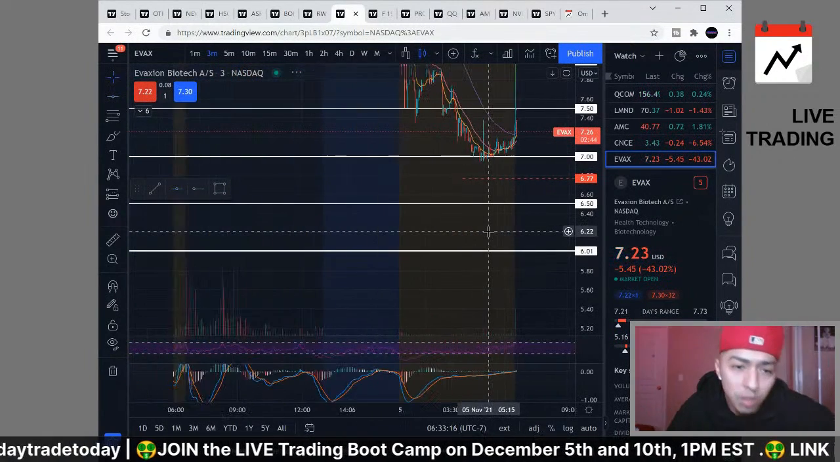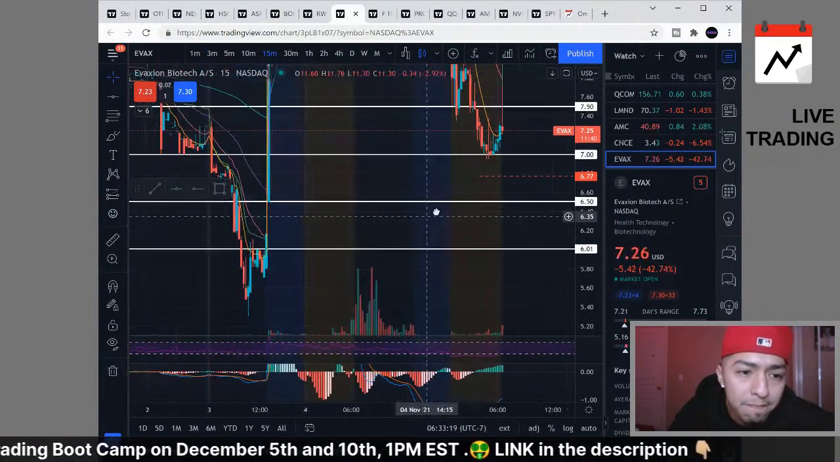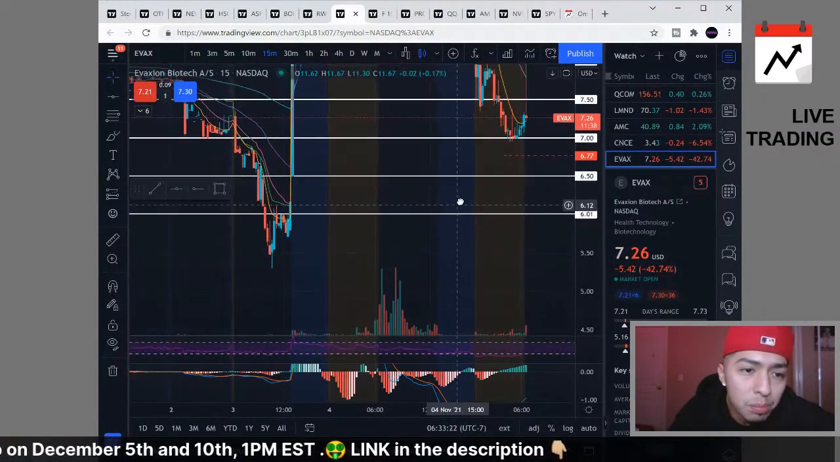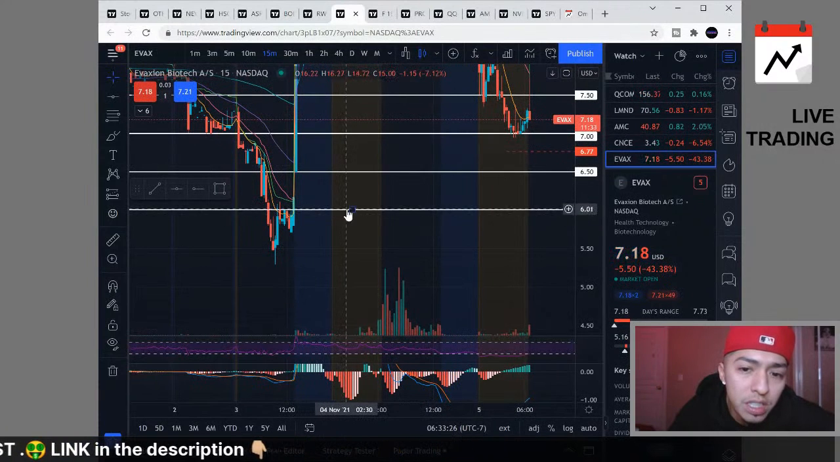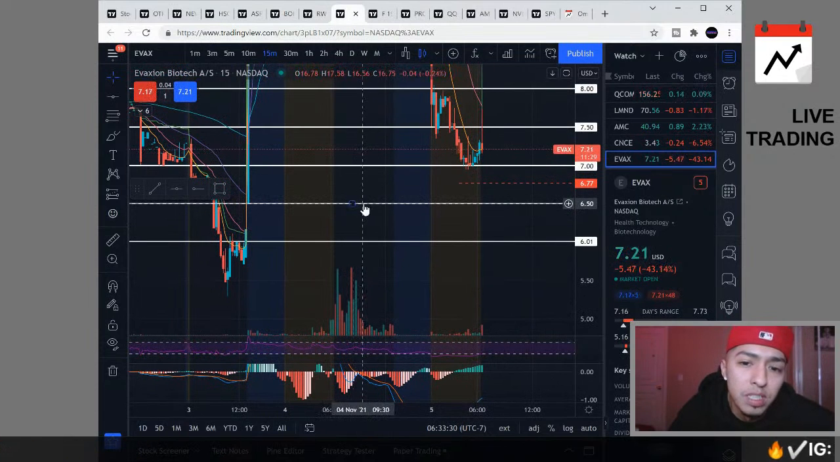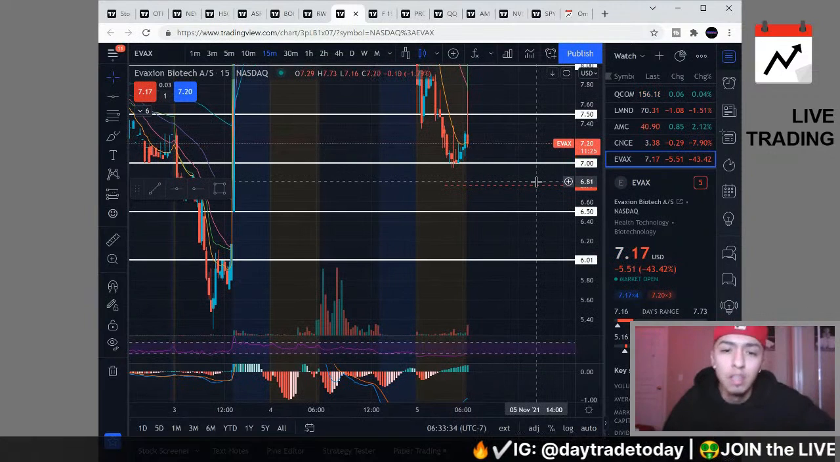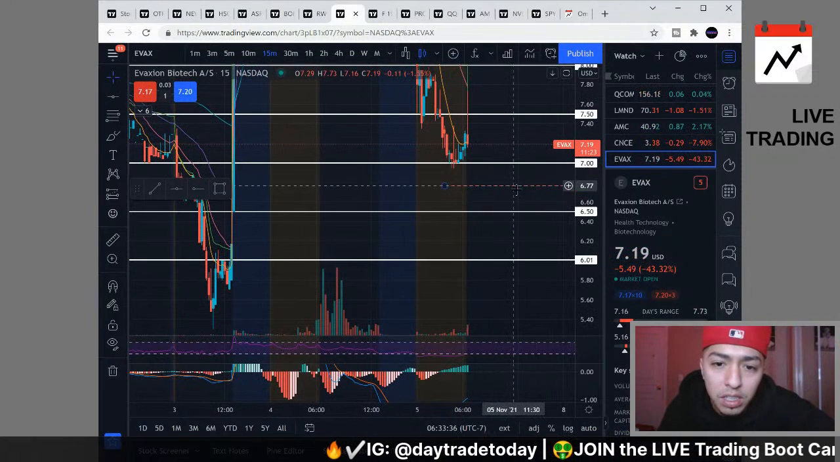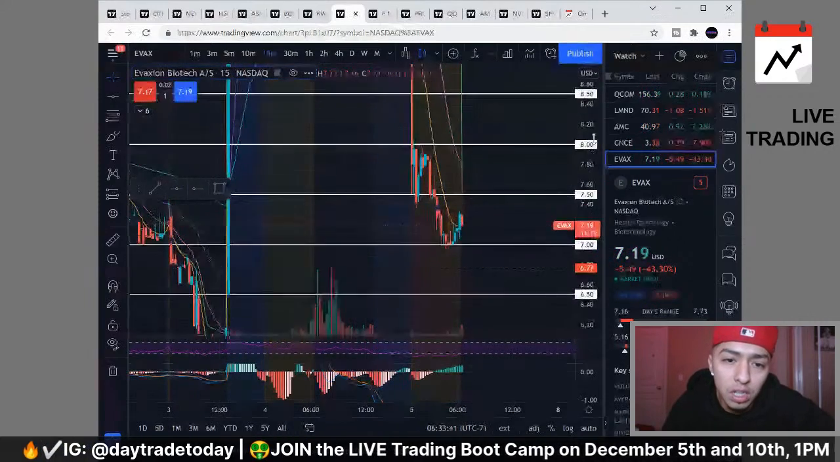Let me see where we have some support and resistance. The next support would probably be around 5.50-ish and $6. Actually, you would have some support right here at 6.50 as well. So you can scalp, you can short this from 6.77 down to 6.50 on EVAX. I don't really see this going bullish yet.